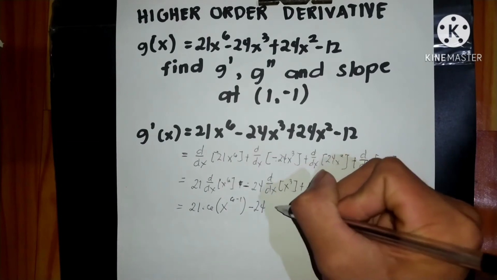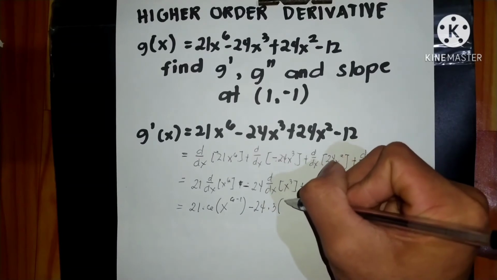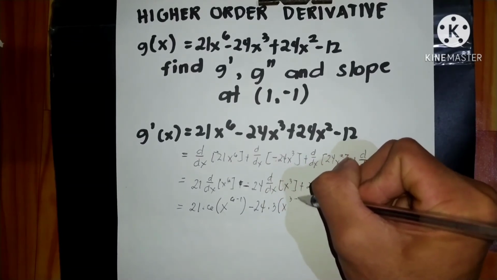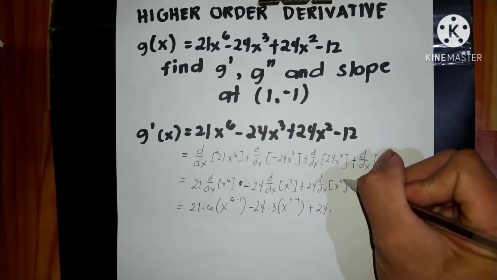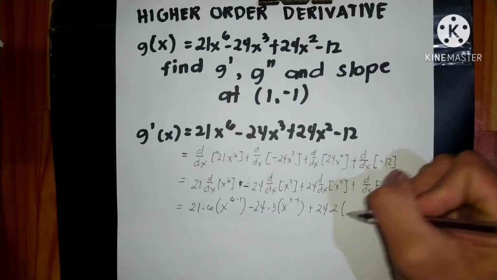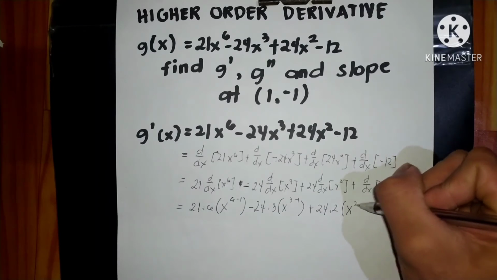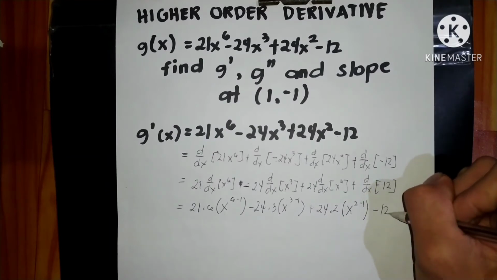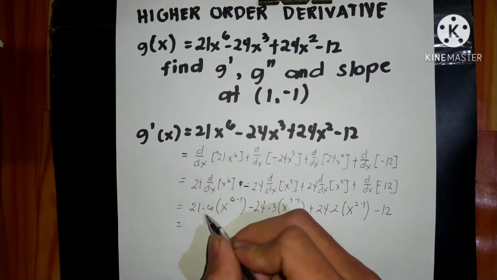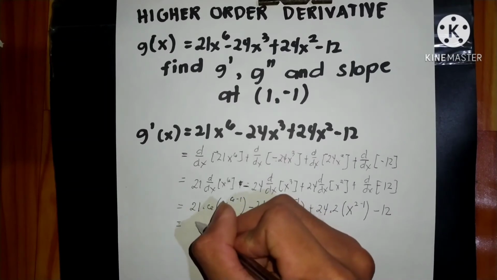Minus 24. So, yung exponent niya dito is 3, times 3. Then, the variable x with the exponent of 3 minus 1, plus 24 times 2 kasi 2 yung exponent niya, with the x with the exponent of 2 minus 1, minus 12, is equals to 21 times 6. So, 21 times 6 is equals to 126.